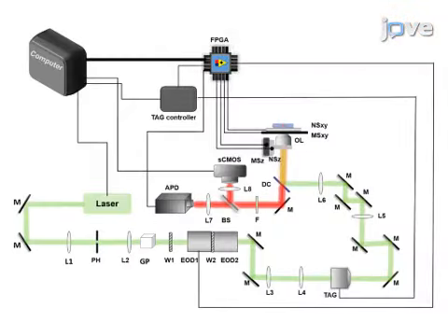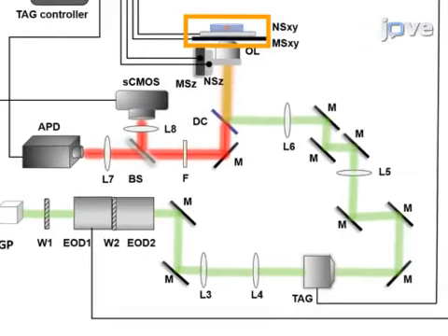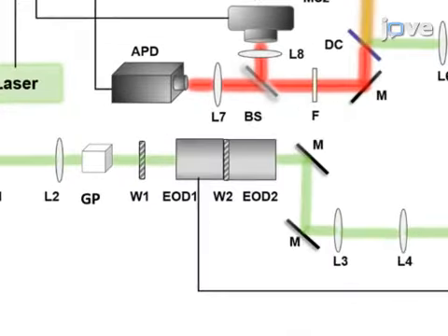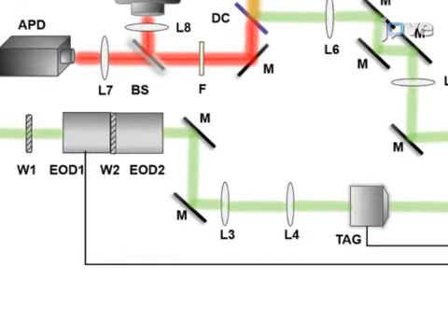This schematic of the setup provides additional details. Here is the laser beam path to the sample stage. The electro-optic deflectors and the tunable acoustic lens are along the beam's path. These devices dynamically drive the laser spot at the sample stage.